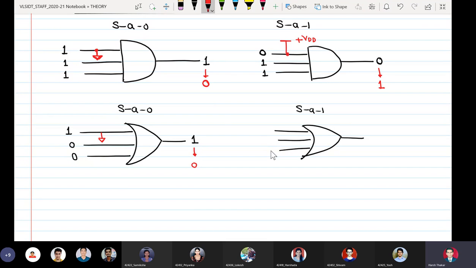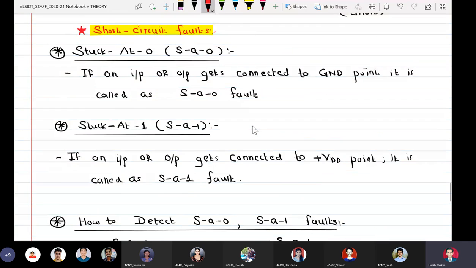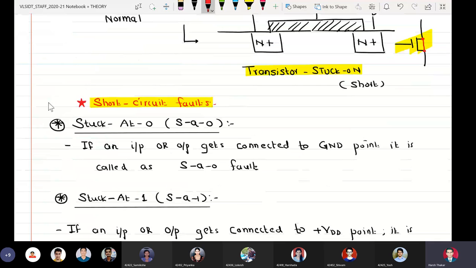Similarly, for stuck at 1, I will apply 0, 0, 0. So output should be 0. If one of the inputs has got stuck at VDD, it will give me 1. So these are very simple examples, but it becomes more complicated when we want to find out stuck at faults for other circuits. Clear? We'll discuss other things later, but this is most important. This is called fault models. So stuck at 0 and stuck at 1 are called fault models. There are others also.